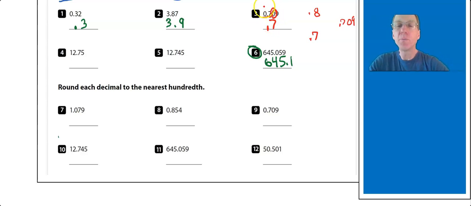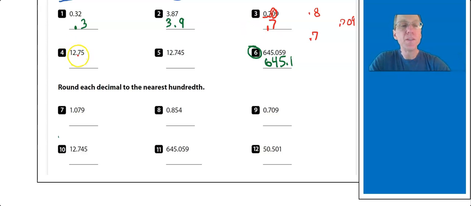That's why you'll hear people say, well, just underline that and then look at the number next to it. 5 or more, round it up. 4 or less, stay on the floor. 1 through 4, stay on the floor. 5 through 9, climb the vine. But it's great to know that, but do you know why you're doing that? So please make sure you understand.